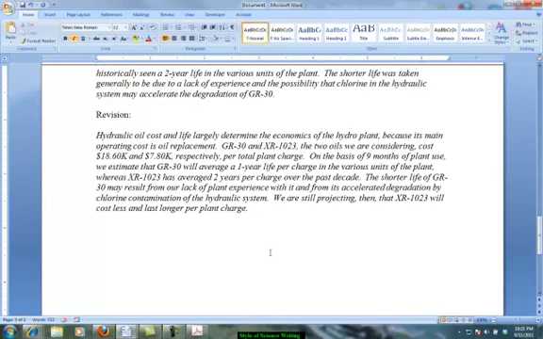The shorter life of GR30 may result from our lack of plant experience with it and from its accelerated degradation by chlorine contamination of the hydraulic system. We are still projecting then that XR1023 will cost less and last longer per plant charge. This is a much nicer revision.